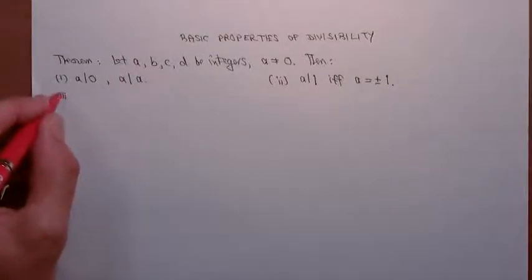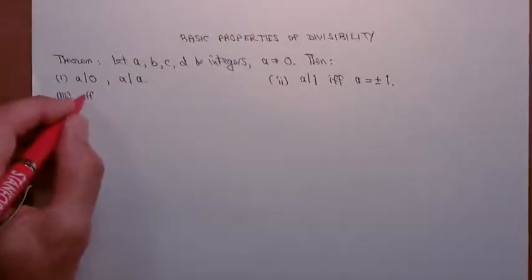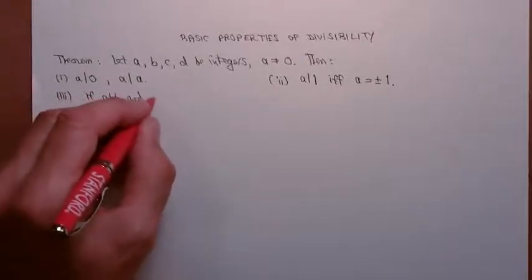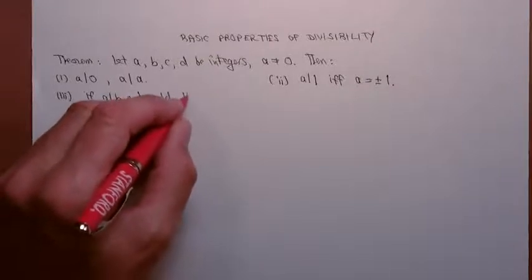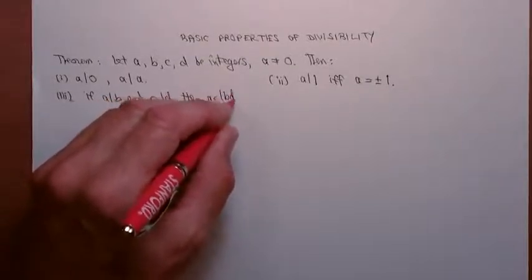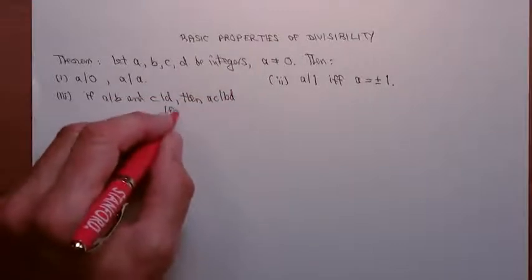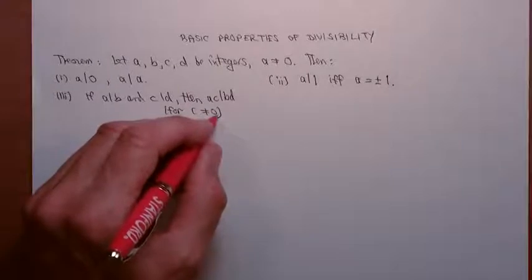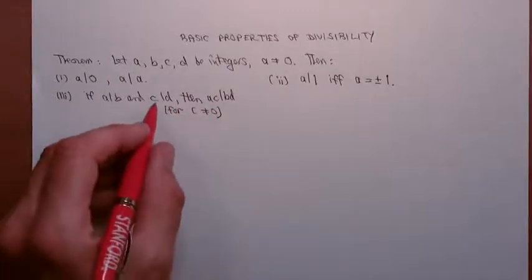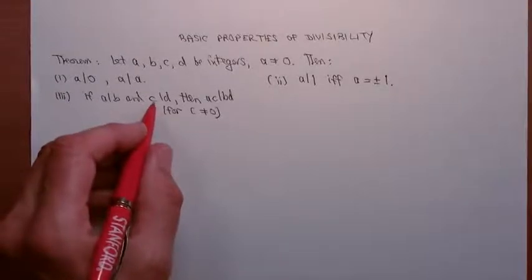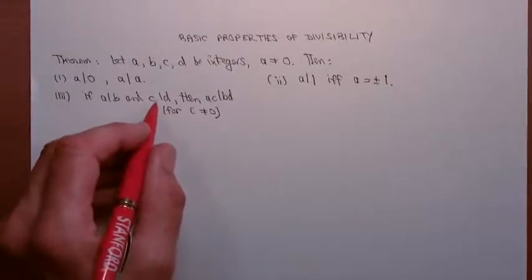3, if a divides b and c divides d, then ac divides bd. This is under the assumption c is non-zero, because we can't have divisibility by 0. The division theorem itself excludes the case of division by 0.